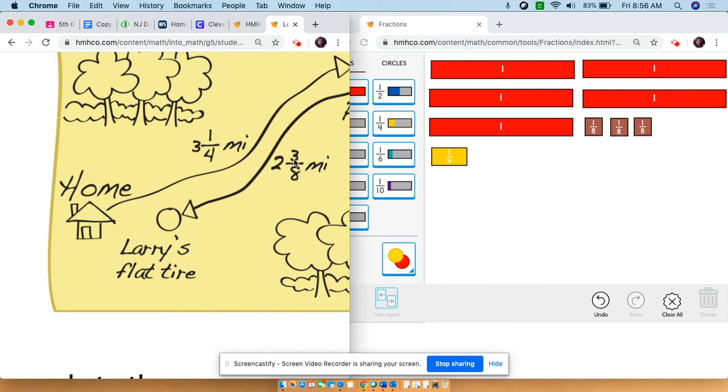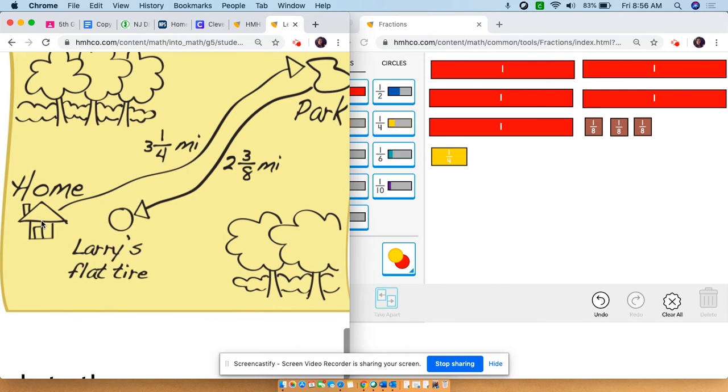So this is a map of Larry's travels. He went from home to the park. It took him 3 and 1/4 miles. On his way back, he was able to travel 2 and 3/8 miles before his tire became flat. So he wants to know, what is this distance? How far is it from where his flat tire happened to where his house is?